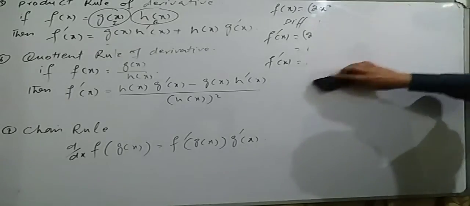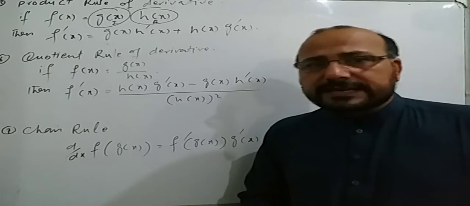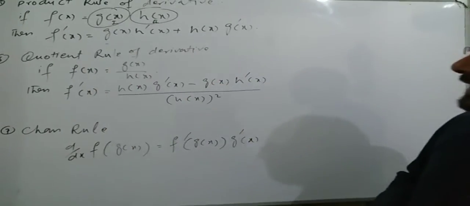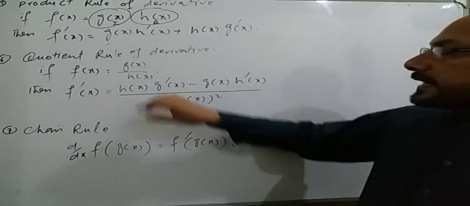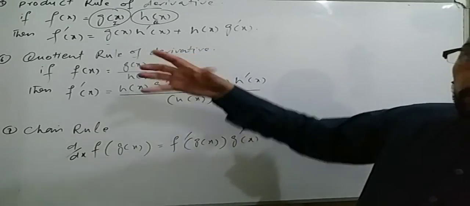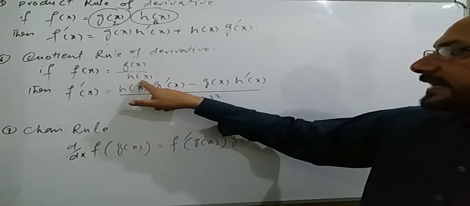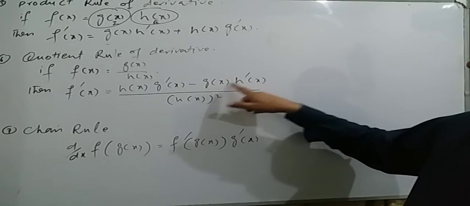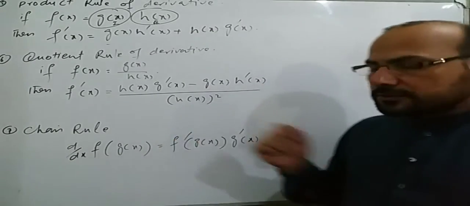In case the quotient form of a function is given, how can we find the derivative of that function? First you need to understand the quotient rule. The quotient rule says that when two functions are in quotient form, quotient meaning division, the derivative is: denominator times derivative of the numerator, minus numerator times derivative of the denominator, divided by the denominator whole square.